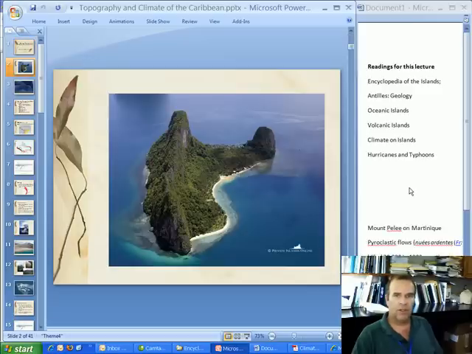Alright, this lecture is on setting the geological and climatological scene for Lesser Antillean biogeography. So we want to talk about tropical islands, we want to talk about island arcs, we want to talk about the specifics of the geology of the Lesser Antilles, but also we need to take a look at the generalities of islands and their climate and their geology.